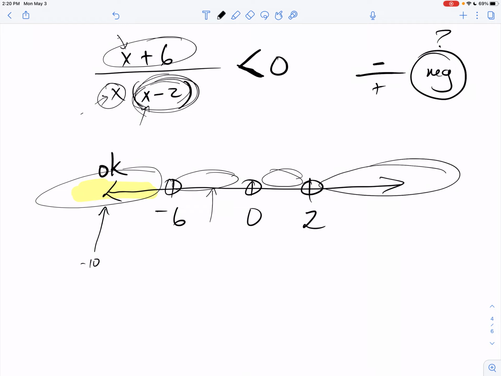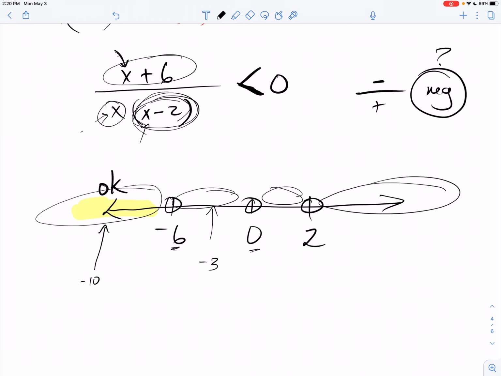How about something in this zone here, like negative 3? Negative 3 is a number between negative 6 and 0. So once again, if I go up here and I plug in negative 3, what happens in the entire top part of my fraction? Negative 3 plus 6 is positive. And then down below, negative 3 times, well, negative 3 minus 2 more is negative 5. That would be a positive. Wait, a positive divided by a positive is not what we want. So I would say that stuff's not valid, etc. So I have to check here, I have to check here, and whatever turns out to be my answer, that's what I will color in on my number line.